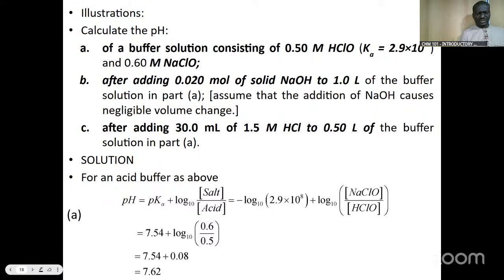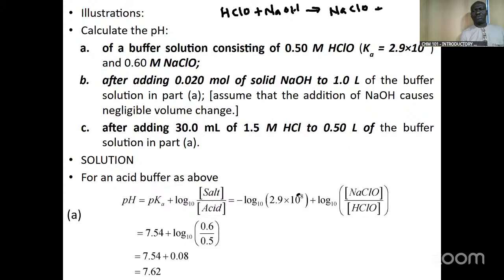Okay. All right. So this is what happened here. Like I said, this is 10^-8, please. All right. So what happened if you add? So we are going to have the sodium hydroxide here react with the acid here. So we're going to have HClO reacting with sodium hydroxide, and that will give us this acid-base reaction. That will give us NaClO plus H2O.